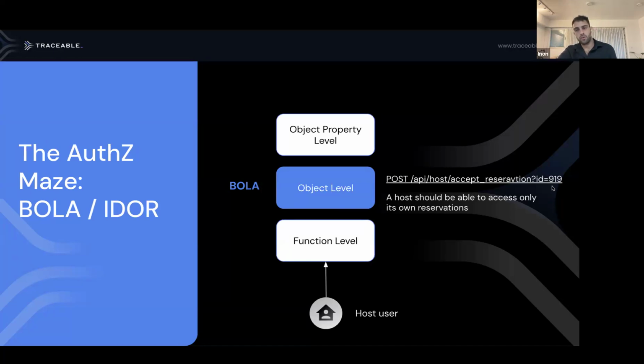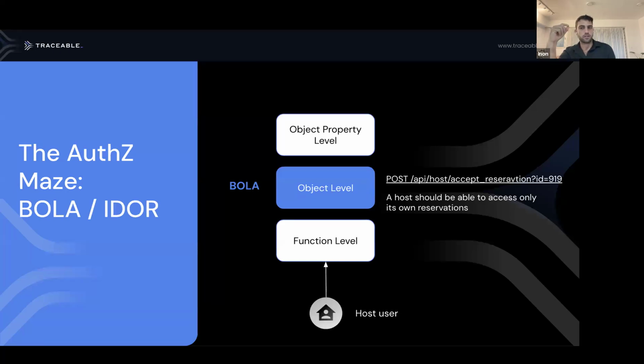This flow, where you see an ID, which is a number or a GUID, sent from the client to the API, is a very common pattern in APIs. And every time you see an ID sent from the client to the API, it's a potential place to exploit BOLA. So what happens in a BOLA vulnerability?